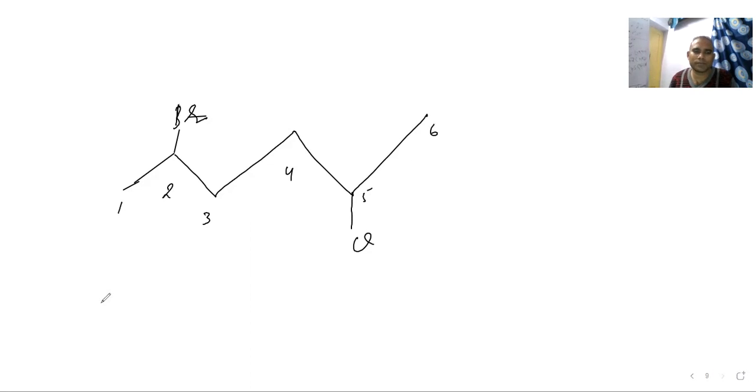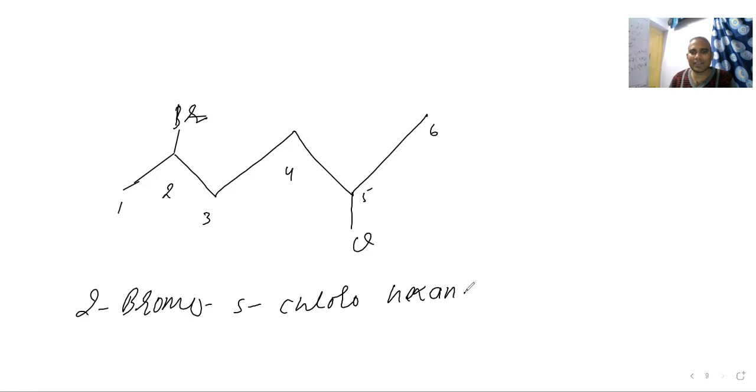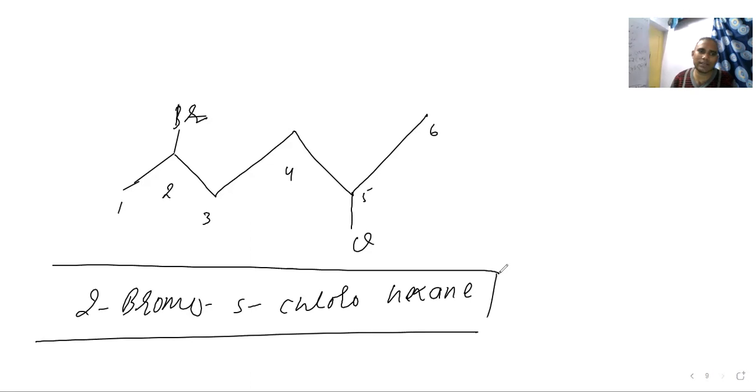2-bromo, 5-chloro, hexane. Yeah, you are very excellent, very smart. Hexane, that is correct. 2-bromo, 5-chloro, hexane. So names like these will come. Now the same thing.